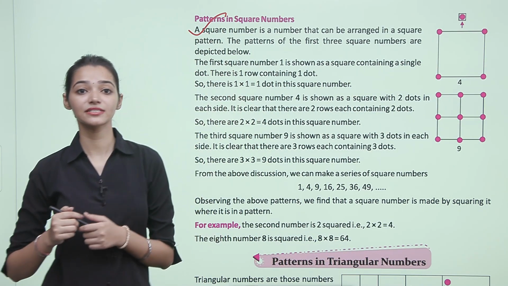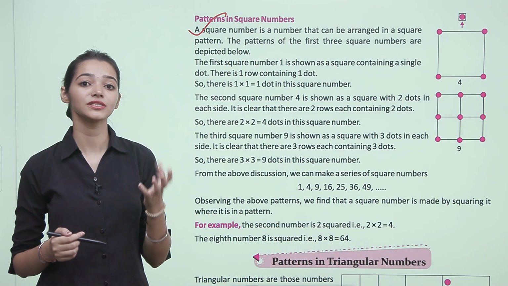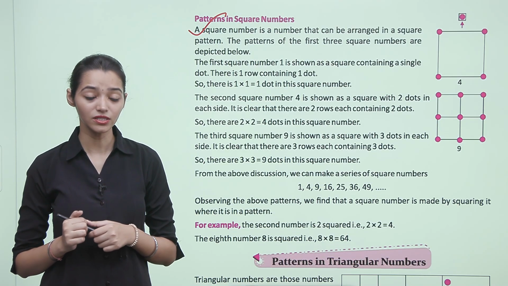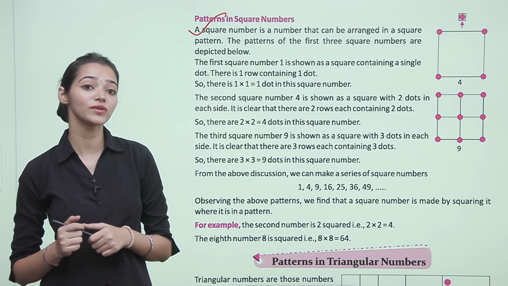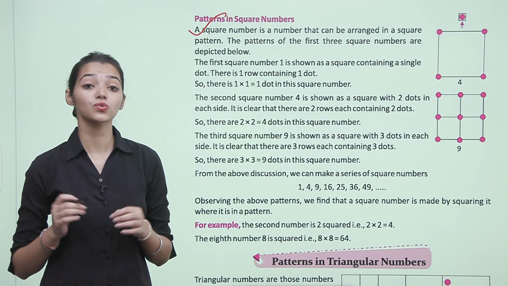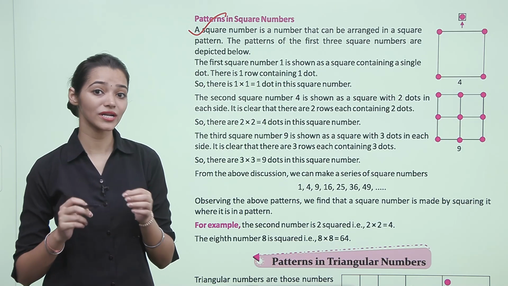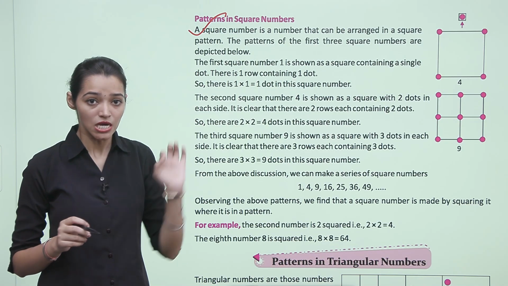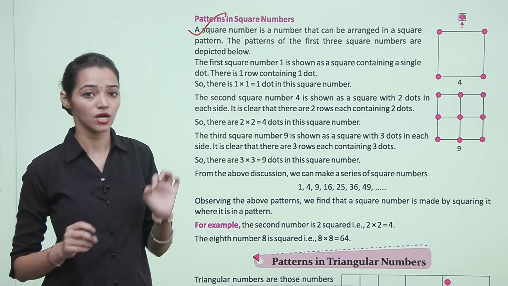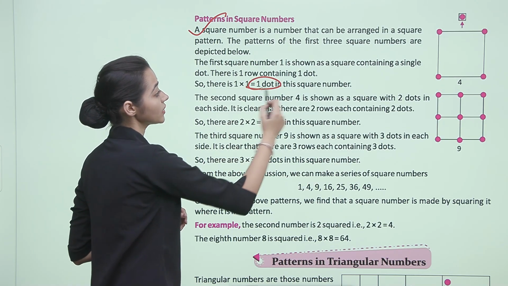Now here are our patterns in square numbers. A square number is a number that can be arranged in a square pattern. The patterns of the first three square numbers are depicted below. The first square number 1 is shown as a square containing a single dot. There is a row containing one dot, and 1 into 1, that is one dot in this square number.